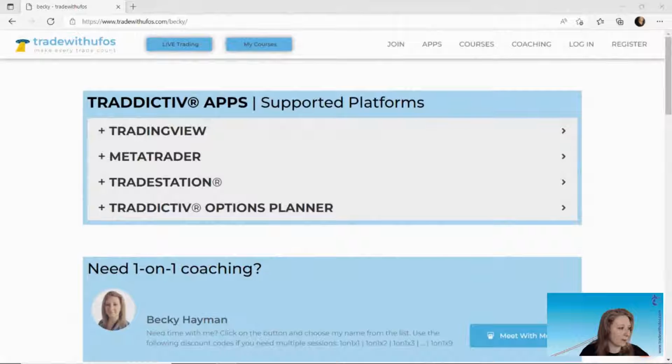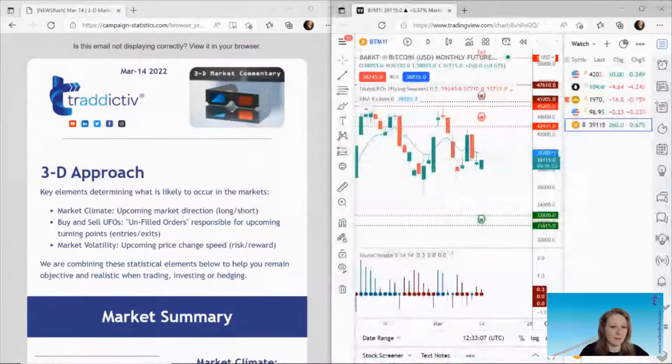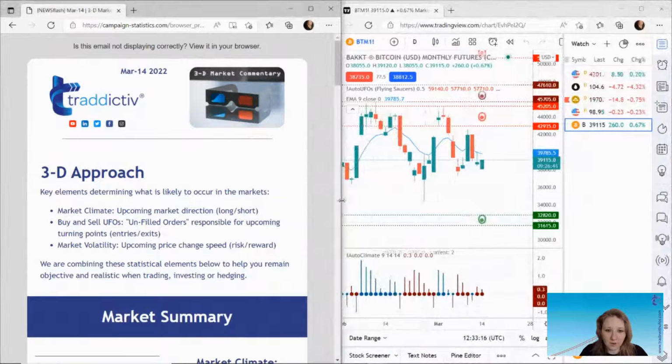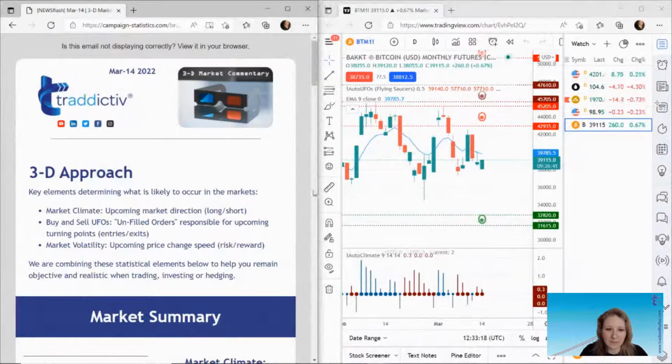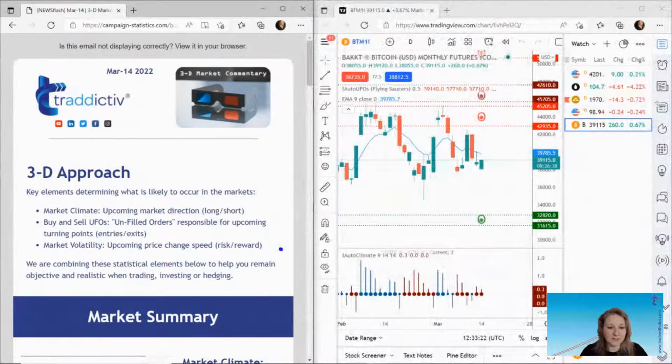Let's now come back to what we're actually doing, which is looking at our 3D market commentary. Basically, we send an email out every day to our free members that has information on major world markets. So if I bring this over a little bit here, we want to have a bit more space on the charts. On the left-hand side, this is the email that we send. It's got information on major world markets, and we look at three different statistical elements. That's why we call it a 3D market commentary or a 3D approach.